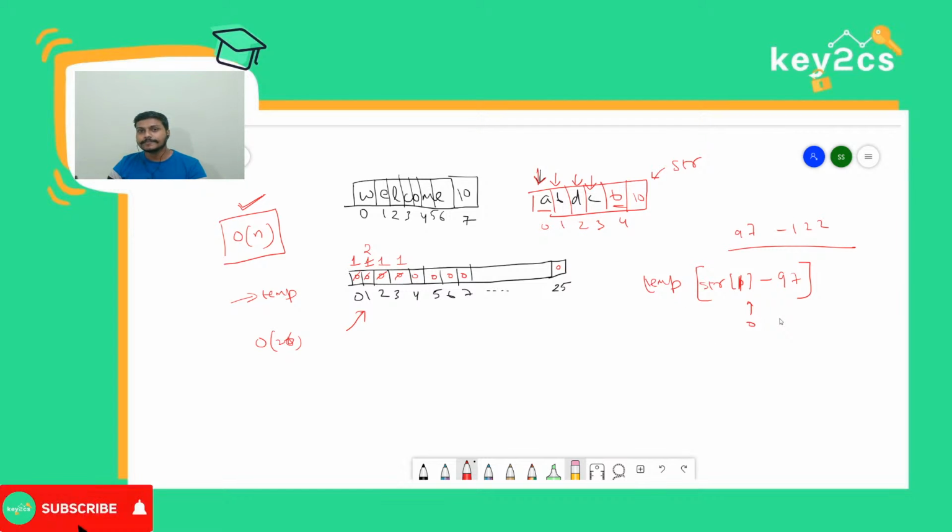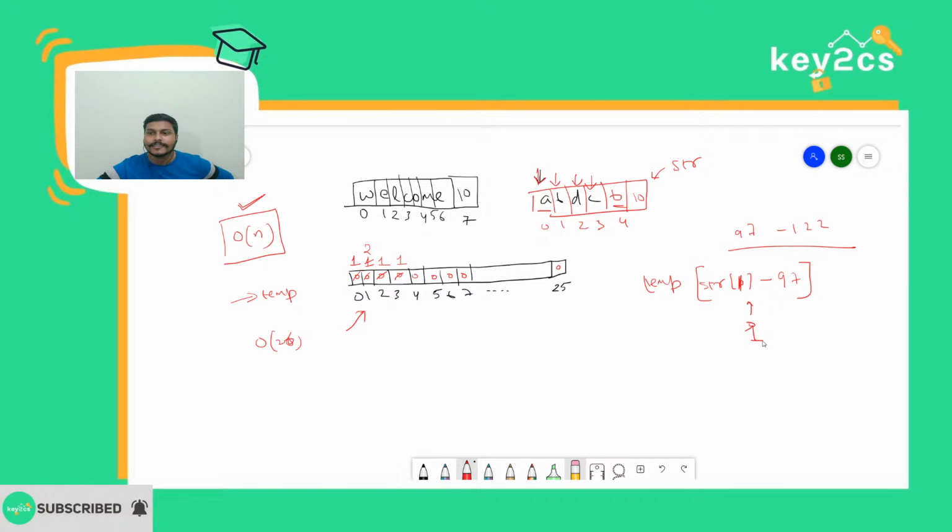b minus 97 is b. ASCII value of b is 98. 98 minus 97 is 1. Temp of 1. Then you are basically accessing temp of 1.